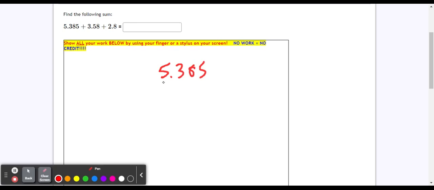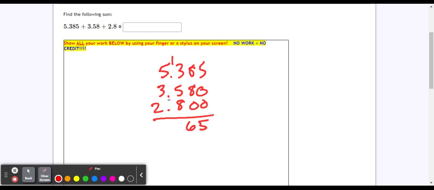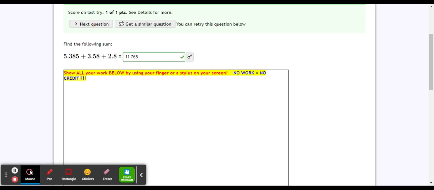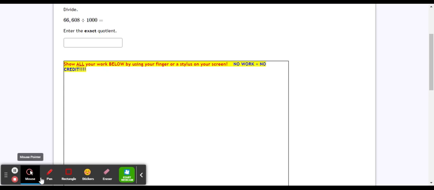5.385. Line up your decimals, 3.58 and 2.8. And you can put zeros here if you want. And this ends up being 5. This was 8 plus 8 is 16. This is 4 and 8 is 12. 12 plus 5 is 17. And that's 6 and 3 is 9, 10, 11. So I think it's 11.765.